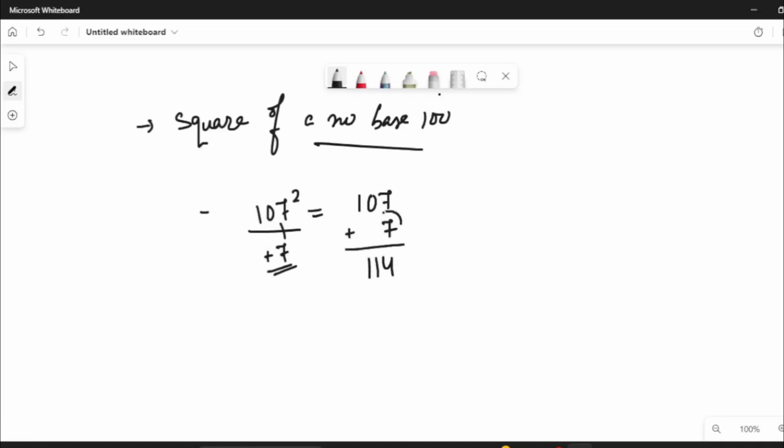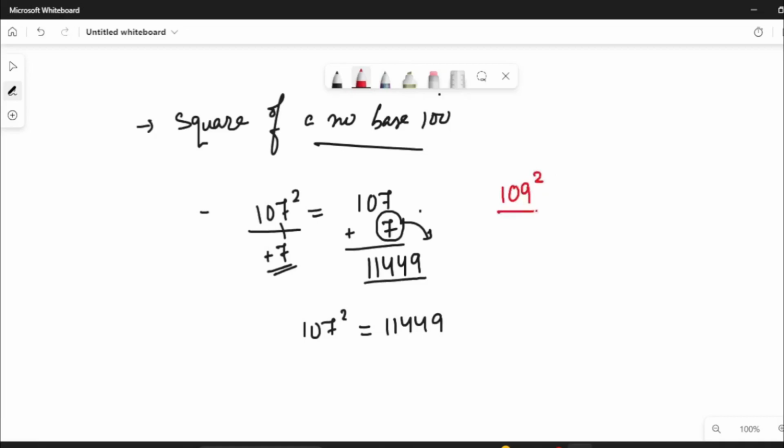Now whatever number we are adding, we have to take the square of this number. So 7 square is 49. So we have to write this number at the right hand side. Okay. Now 107 square is 11449. Okay, is it clear? Now let's try to take another number. Suppose I take 109. So what is the square of 109?